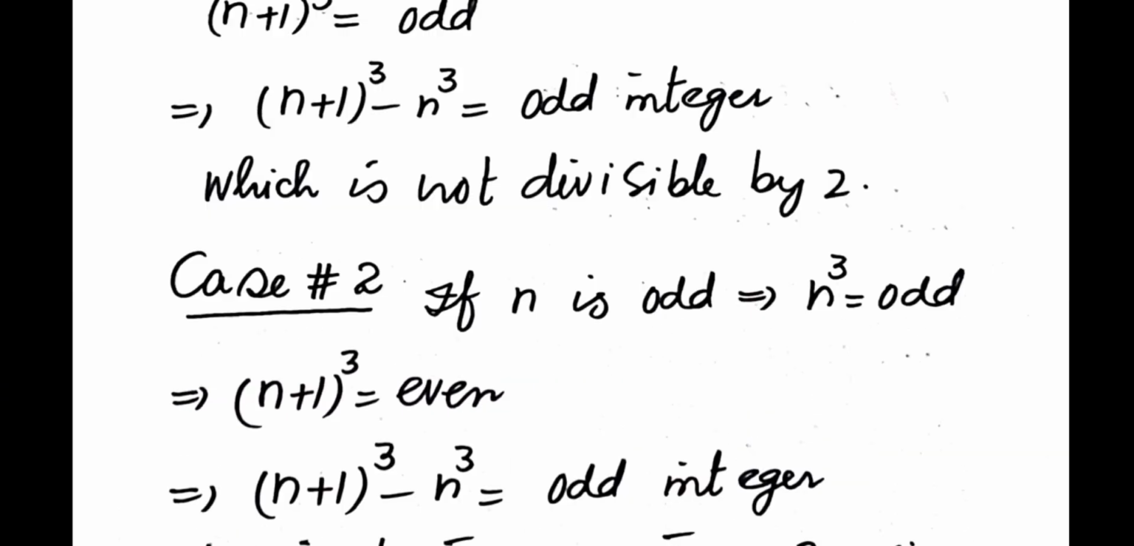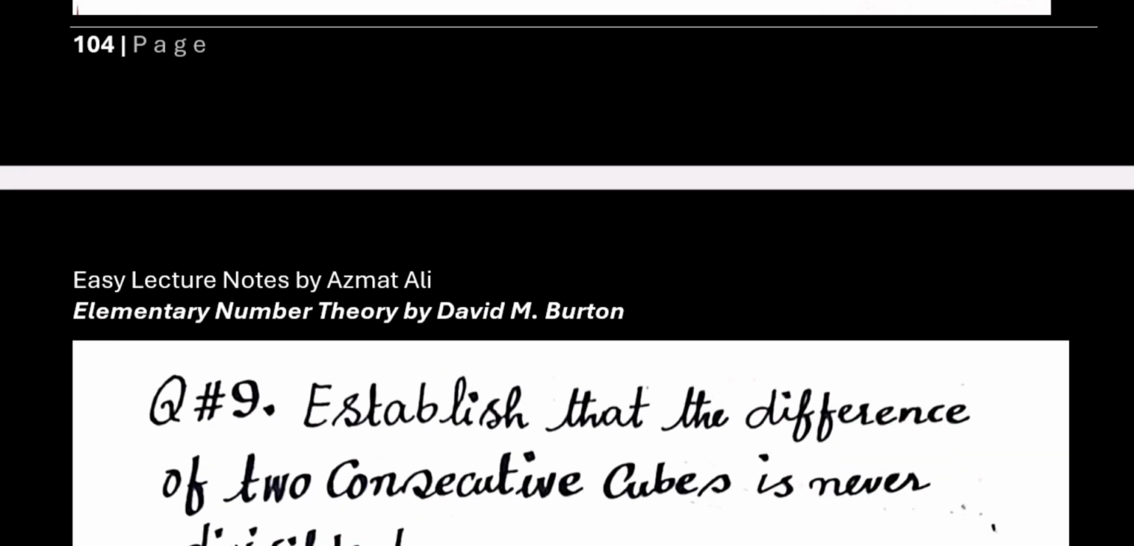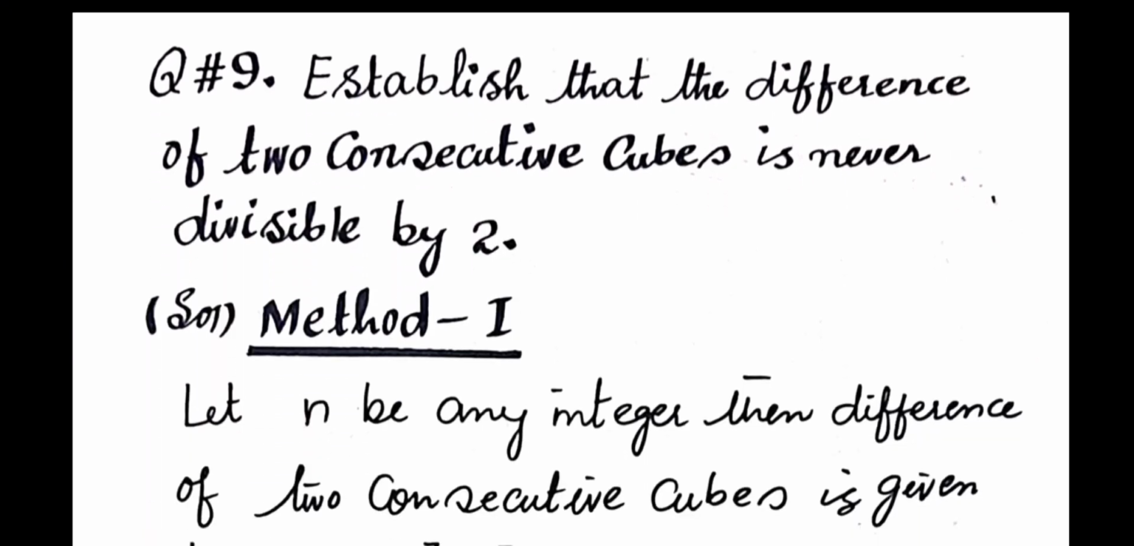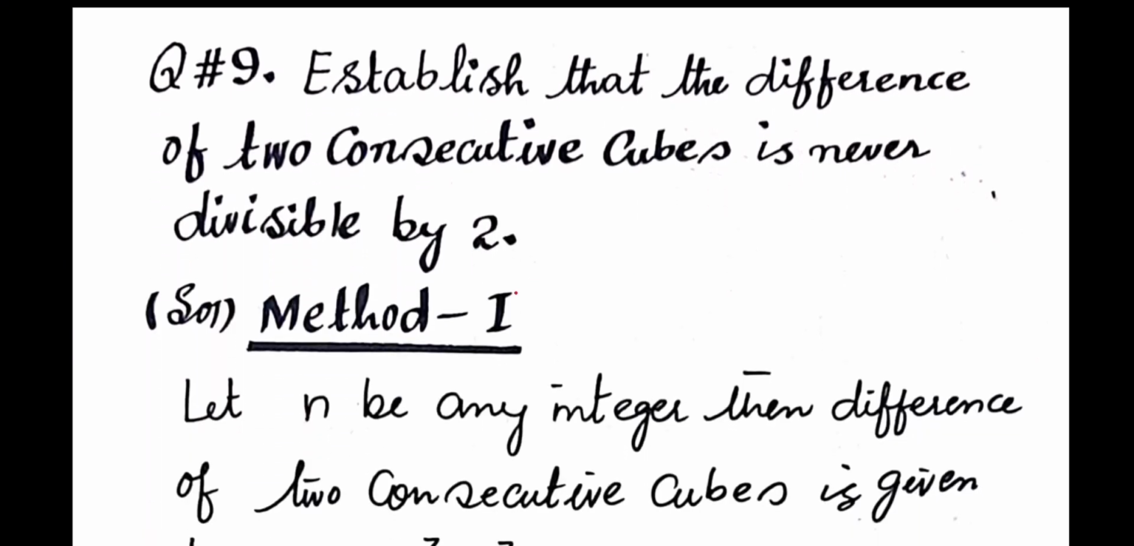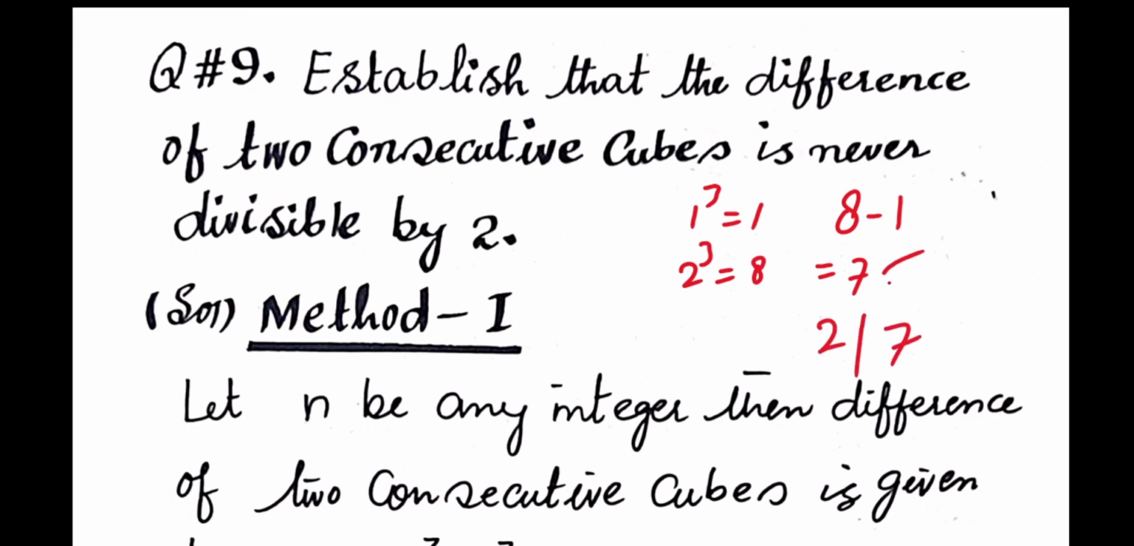Next, question number 9. This is also an interesting question. Establish that the difference of 2 consecutive cubes is never divisible by 2. For example, suppose the first integer is 1, whose cube is equal to 1, and the next integer is 2, whose cube is 8. Now the difference of these two consecutive cubes is equal to 7, and you can check that 7 is not divisible by 2 because it is not an even integer.